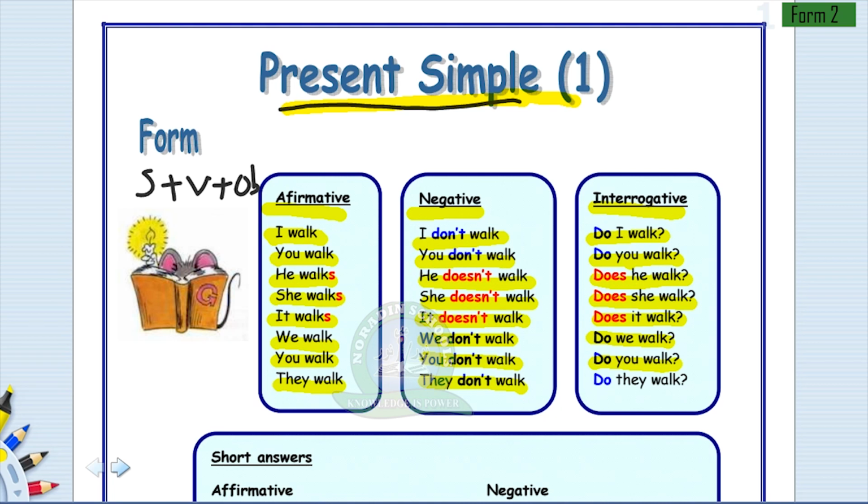When I'm talking about all of you, I can say you guys, you have to go out. If you are 3 or 4 or 5, it's a plural form. And in here, do they walk? In here we have summarized it: affirmative, negative, and interrogative. Let's go on.